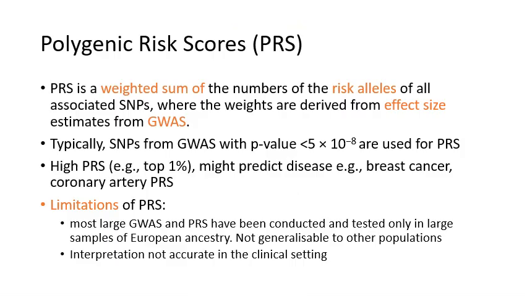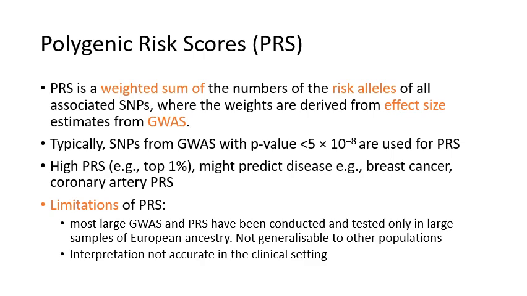So what is a polygenic risk score? A polygenic risk score is a weighted sum of the numbers of the risk alleles of all associated single nucleotide polymorphisms. Risk alleles are the ones that, from our genome-wide association studies, we picked as being statistically significant.